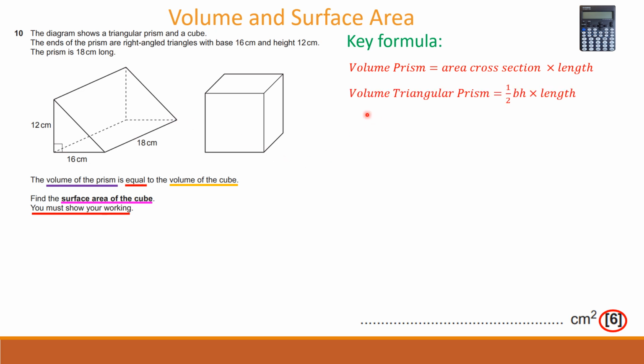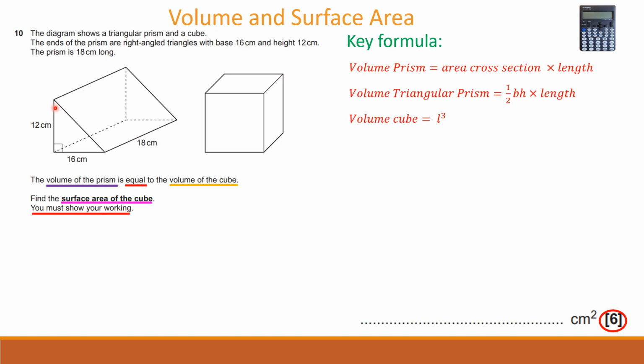So specifically for R1, the volume of the triangular prism is going to be the area of the triangle, which is a half the base times the height, times by the length of the shape. So here's my length, my base, and my height. You can see I'm just highlighting for you to help you.